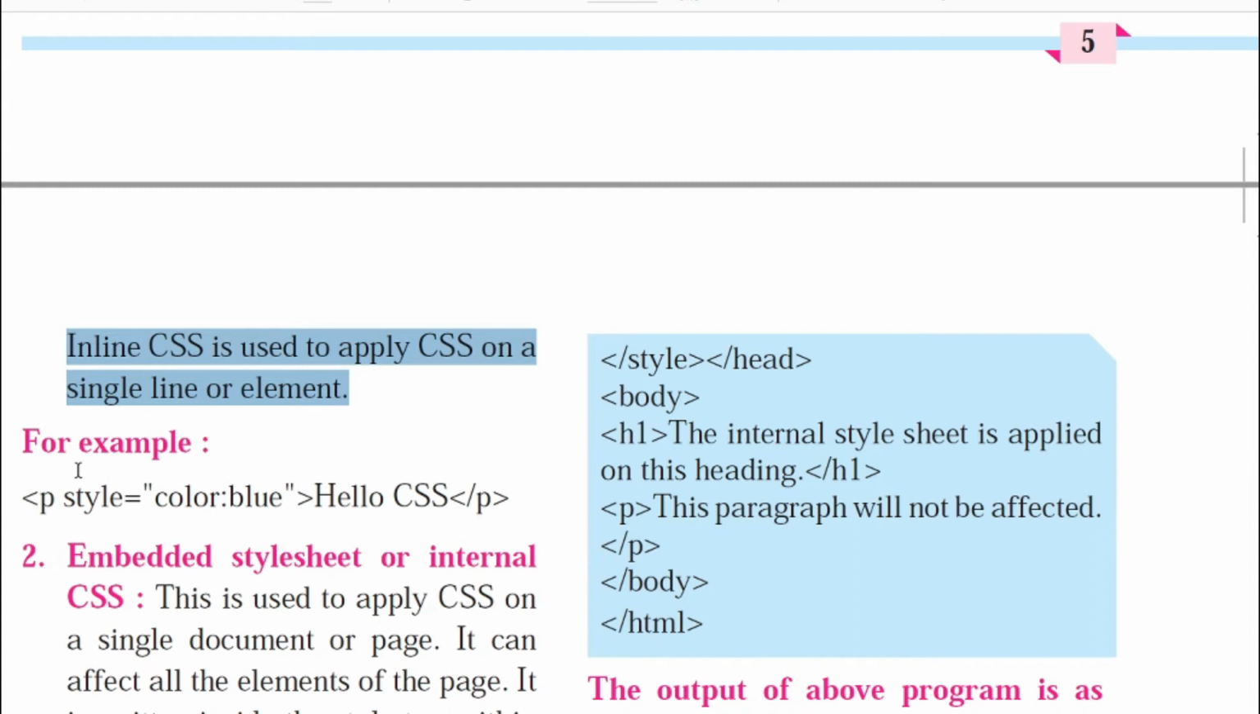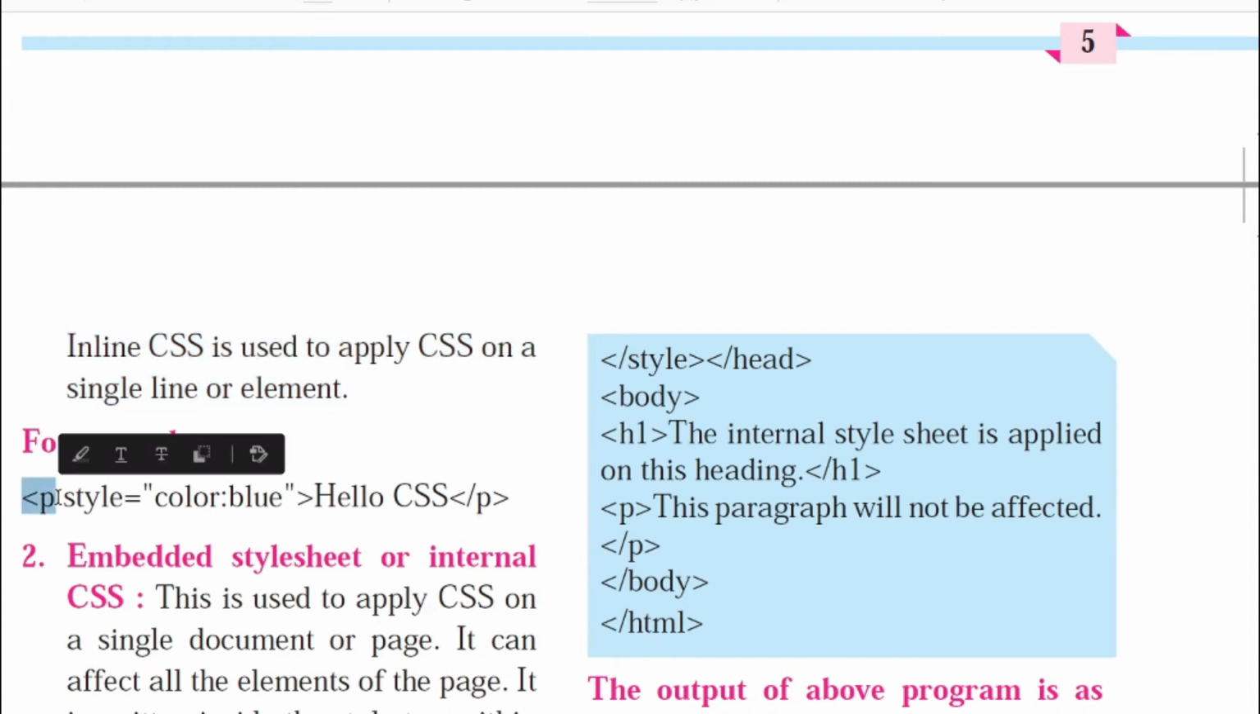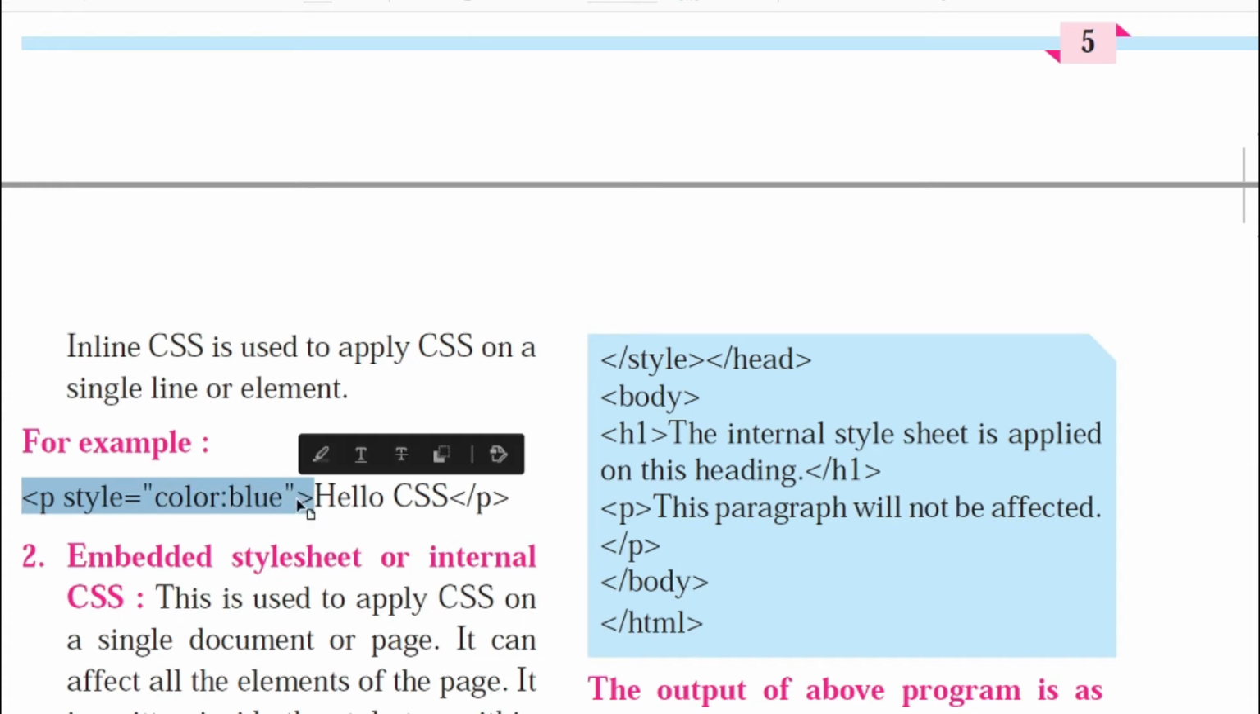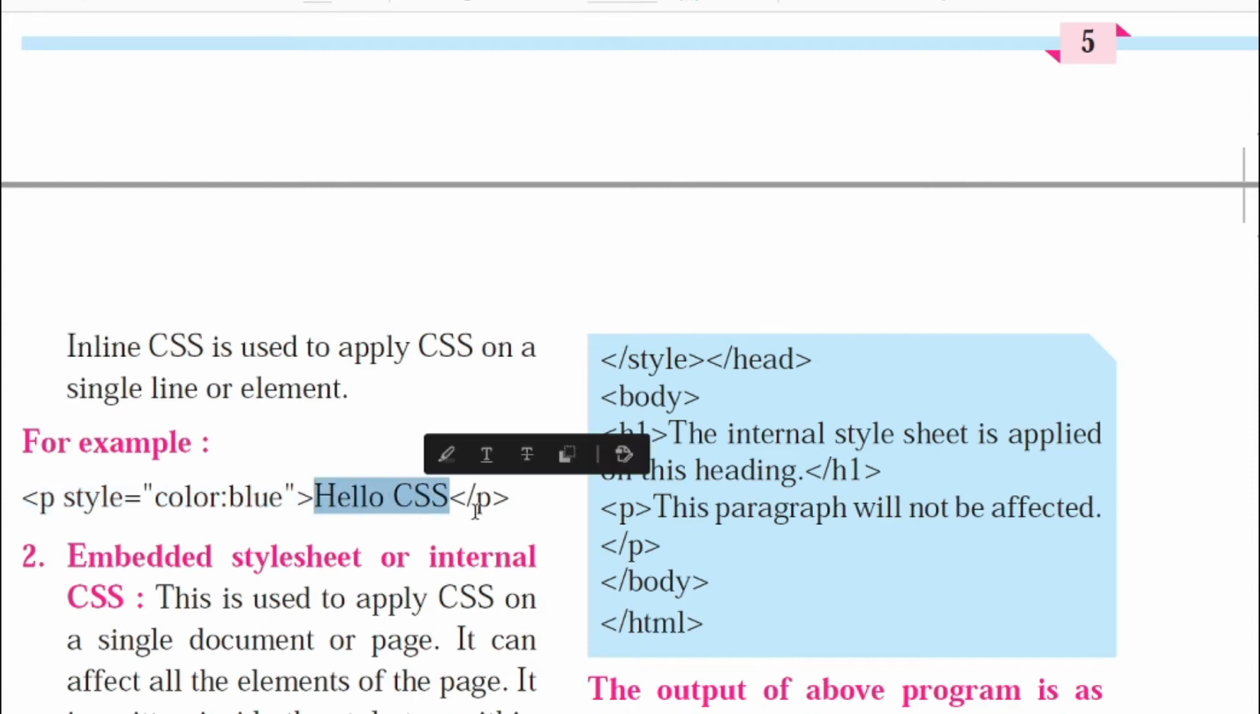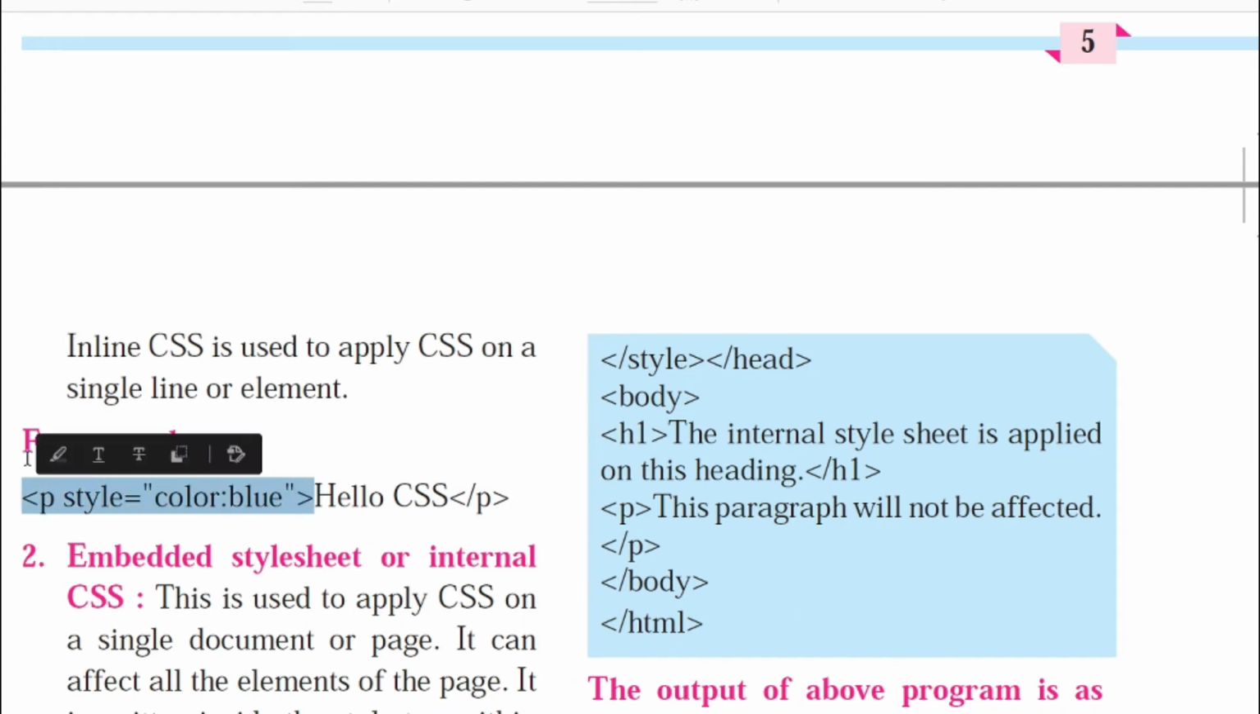For example, as you can see here, my dear students, P is your selector, and then we have used the style attribute of this element. P style is equal to color blue, and then the paragraph is given, that is hello CSS, paragraph close. So basically this part resembles your inline CSS. Here what we have done, we have given a selector, that is P, then we have used the style attribute for it, and then we have done the declaration, that is using the property and value. Property is color and the value for it is blue. So in this way, my dear students, you can easily apply inline CSS.